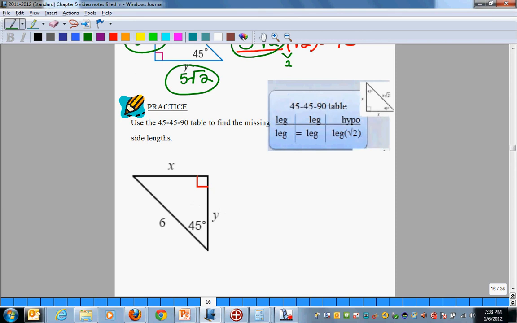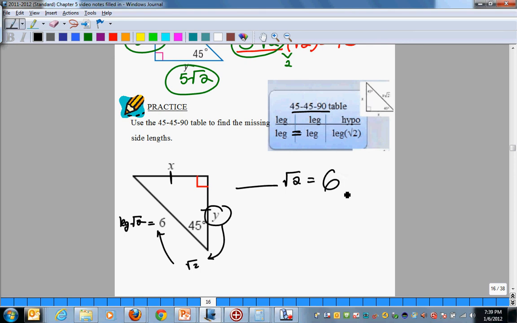Okay, let's see what happened here. In a 45-45, the legs are equal. So whatever these are, x and y, we know they're equal. The hypo is whatever the leg was times root 2. Whatever this was times root 2 gave us that. So let's write it like this. Something times root 2 is 6. You have to ask yourself, what is that something?